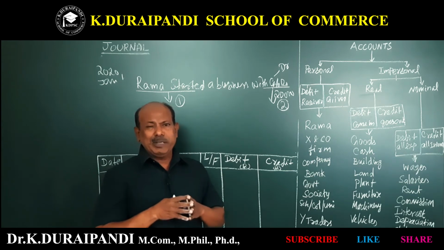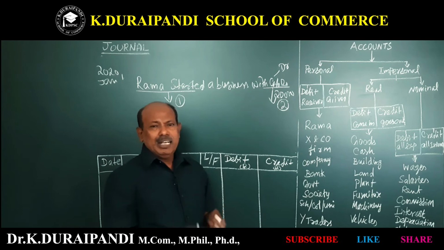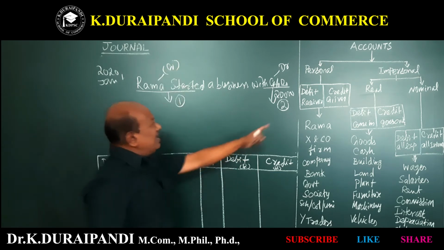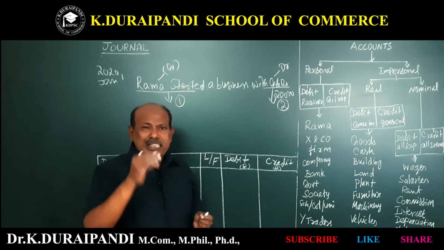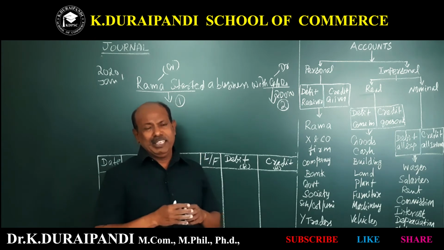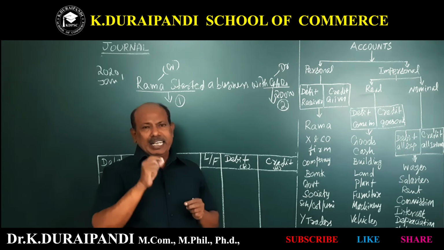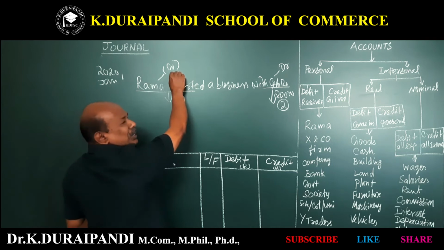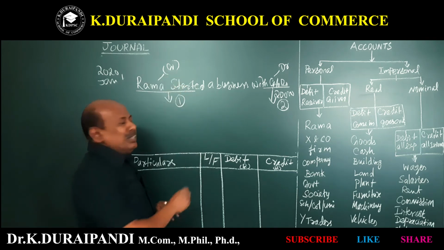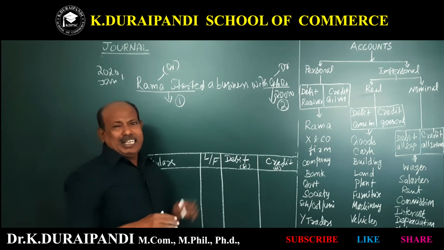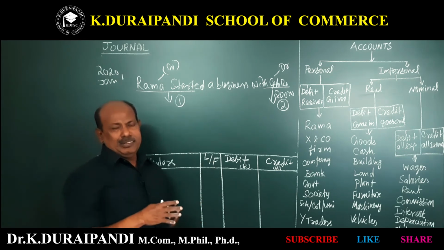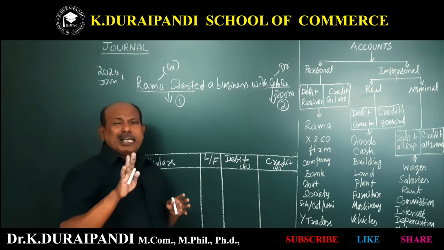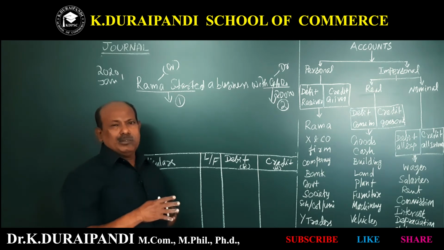Then what is the giving aspect? This cash was contributed, given, by Rama. So Rama is a personal account. Debit the receiver, credit the giver. Here Rama is the giver. That cash was given by Rama, so Rama should be credited. Anyhow, Rama is not a creditor in the business. He is the owner, so it is meant as capital. For that purpose, capital is a personal account.